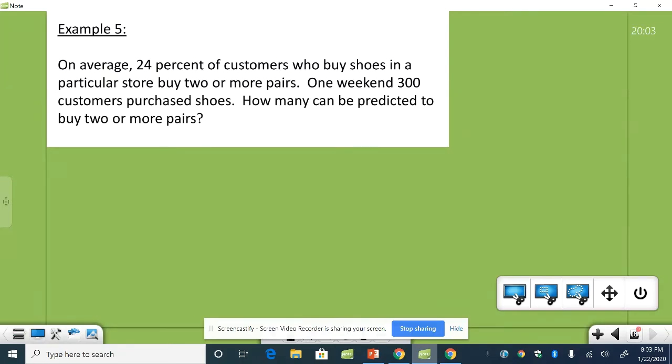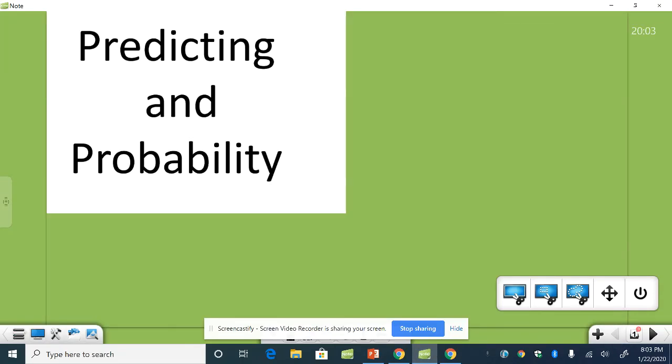Hey guys, today we're going to talk about predicting and probability. So we've already worked a lot with probability, so that should be pretty simple for you guys. Predicting is just the next step, the step of adding a proportion to it. And so we're going to go through these examples.